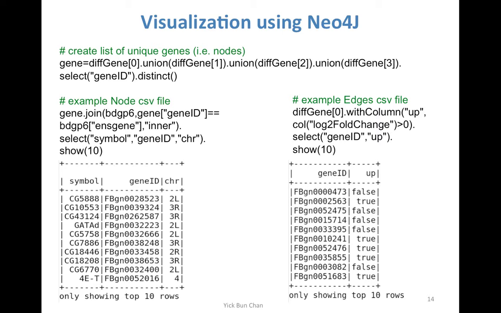In addition to Spark, I also use Neo4j, a graph database, to analyze the data. First, I generate the data file for nodes. It contains all distinct differential genes in 4 datasets. Here's an example. It has gene name, gene ID, and chromosome information. Next, I generate the data file for edges. It contains gene ID and whether the gene is upregulated or not.